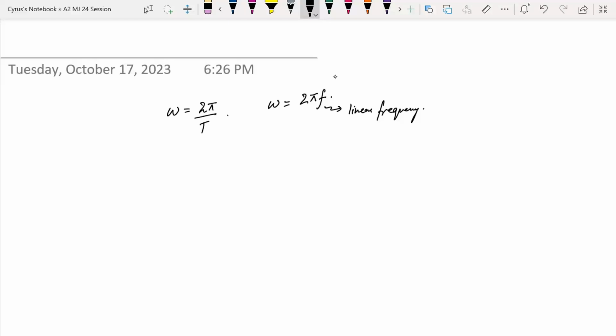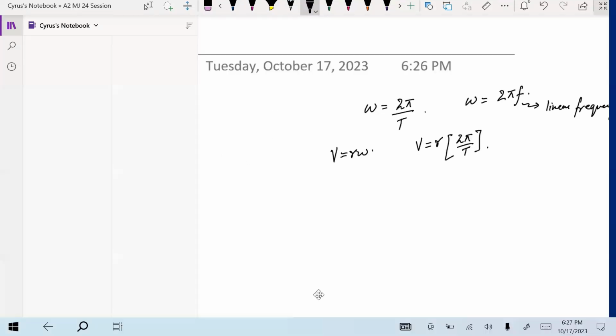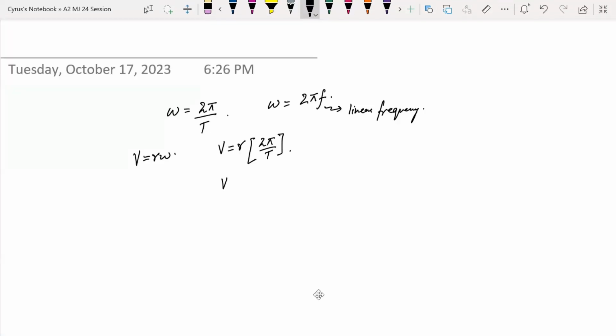There's another thing that you should know, that if V is equal to R omega, then V can also be written as R omega, and in place of omega we can write 2 pi by T. If this is true, this becomes 2 pi R over capital T.